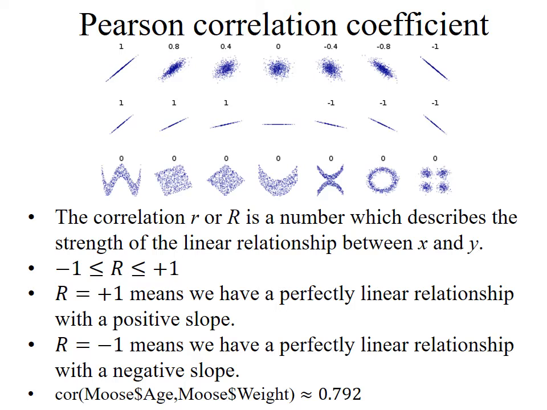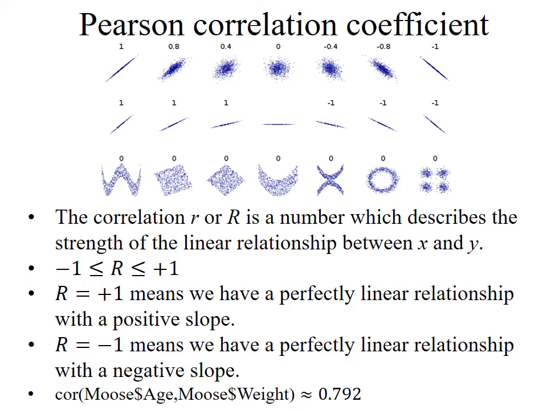R as a number varies between -1, the smallest possible number you can have, and +1, the largest possible number you can have. So R is always in that range between -1 and +1. If you've got R of +1, it means you have a perfectly, exactly straight line linear relationship with a positive slope. On the other hand, if R equals -1, you've got a perfectly straight line linear relationship with a negative slope. And we can see some examples up here of what different R values look like.